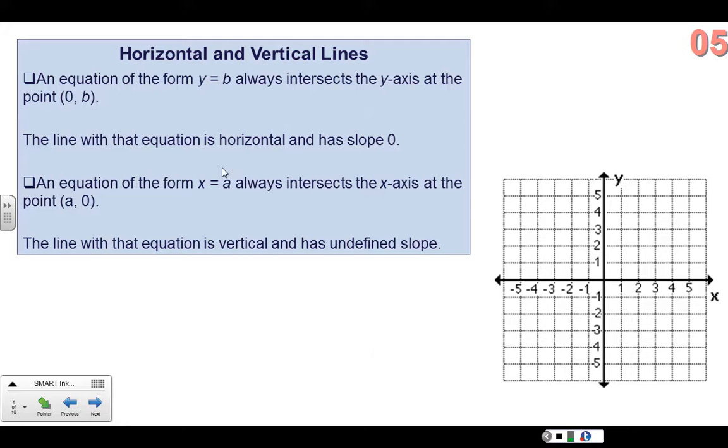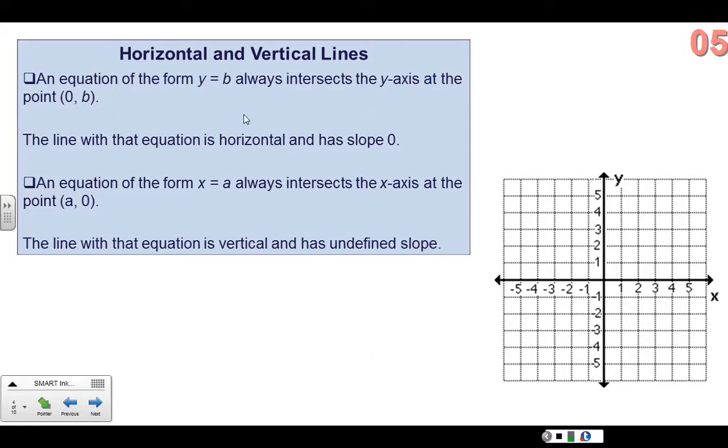Now, if you get an equation of a line that is of the form x equals a, or x equal to a number, it always intersects the x-axis at the point (a, 0), but it's a vertical line and it has an undefined slope. Vertical lines, of course, would not be functions, because if you drew a vertical line through a vertical line, you would intersect every single point on that vertical line. So, therefore, vertical lines are never examples of functions.